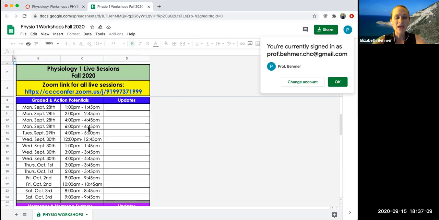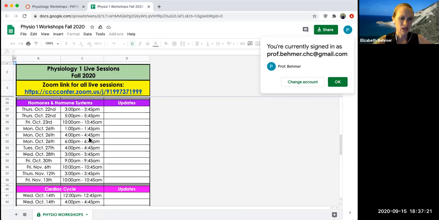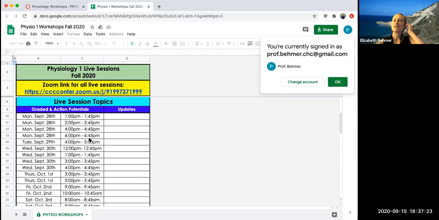And they do these workshops to line up with when you guys are having tests on the topic. So try to attend a workshop before you have a test on it. And that's why, let's see here, I focused tonight's lecture a lot on things that will have to do with graded and action potentials, but I just wanted to, any questions on physiology workshops?